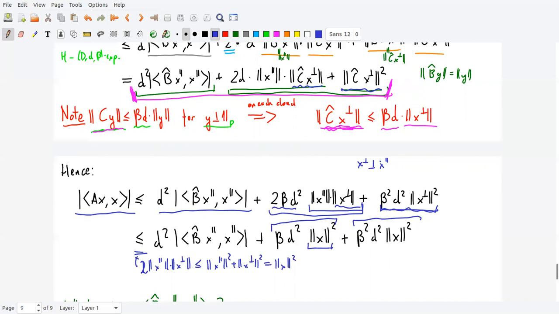Good. So far we managed to upper bound the noise part of the estimation, and we already see what we want to see at the end: this beta d squared and beta squared d squared. These are exactly the summands that should appear at the end in the final estimation. Good. Any questions at this point?